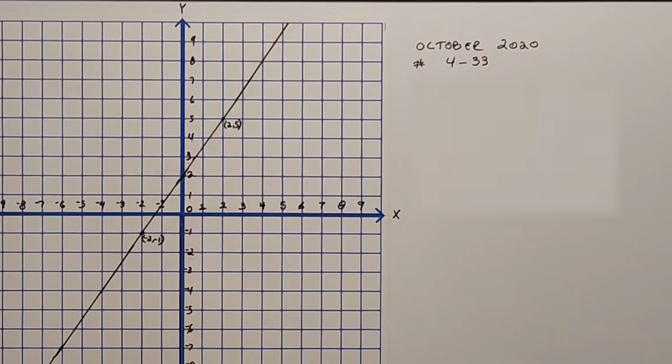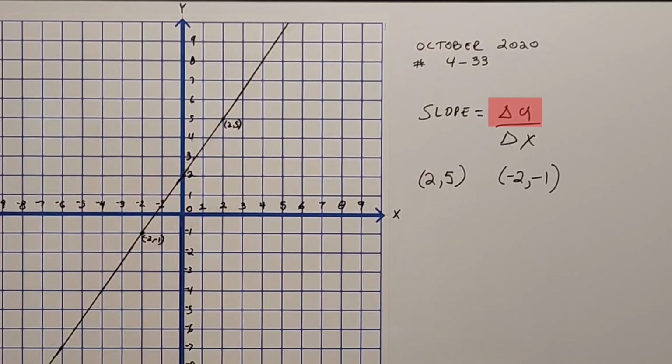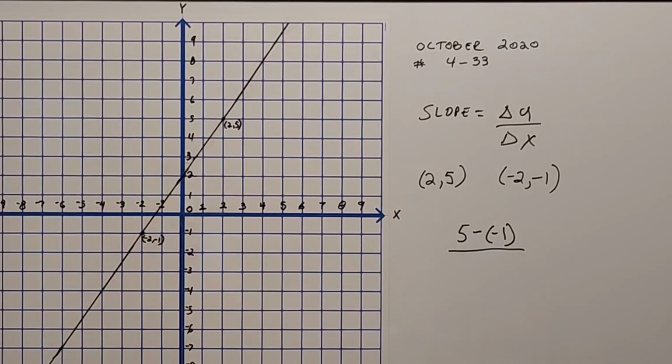What we have to do is subtract the coordinates of one of those points from the coordinates of the other point and plug them into our formula. We start with the change in y. We get that by subtracting the -1 from the 5, and that goes into our numerator, like so. For our change in x, we subtract our -2 from our 2, and that goes in our denominator.